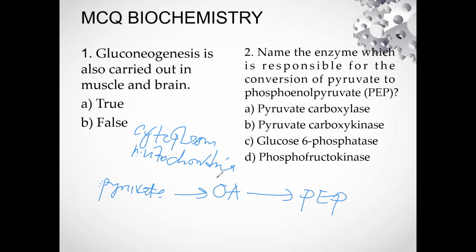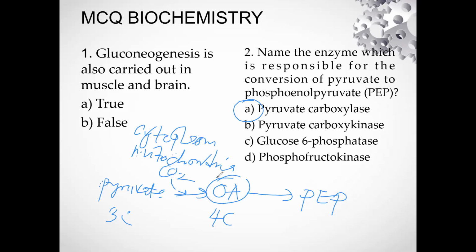So now what happens? The pyruvate present in the mitochondria will first be converted into oxaloacetate using an enzyme, pyruvate carboxylase. Pyruvate carboxylase is an enzyme that adds CO2, that is carbon dioxide, to pyruvate. Pyruvate is a 3-carbon compound and oxaloacetate is a 4-carbon compound. So pyruvate carboxylase adds CO2 to pyruvate to generate oxaloacetate.